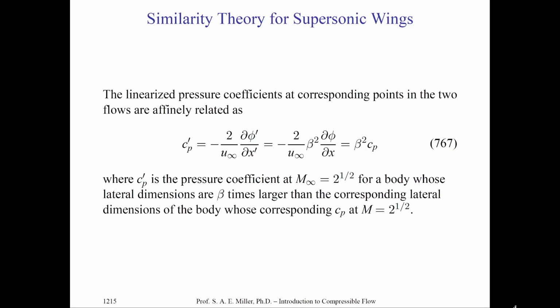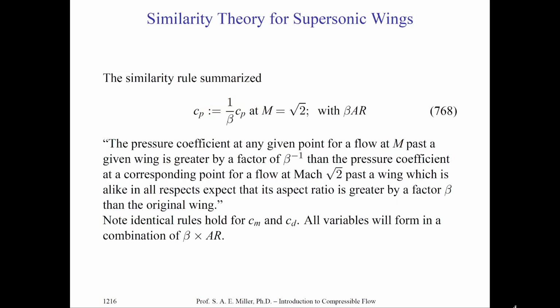So you can see the simple logical argument leads to the similarity theory of supersonic wings. It's so simple and straightforward. Now, let's summarize this particular rule in words, which is written from an NACA report. It reads, the pressure coefficient at any given point for a flow at M past a given wing is greater by a factor of the inverse of beta than the pressure coefficient at the corresponding point for a flow at Mach square root of 2 past a wing which is alike in all respects except that its aspect ratio is greater by a factor of beta than the original wing.